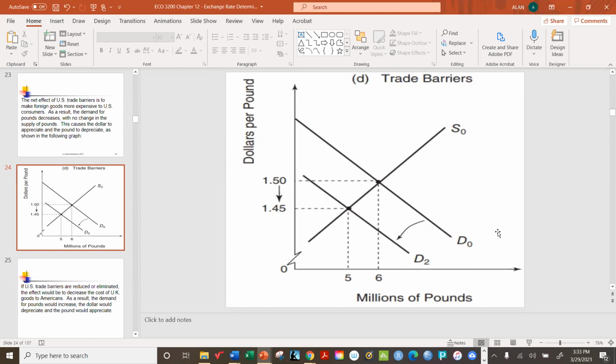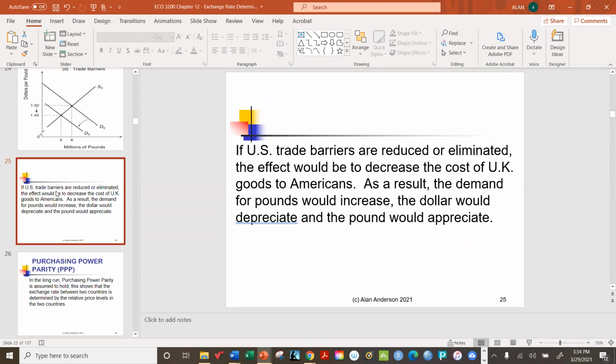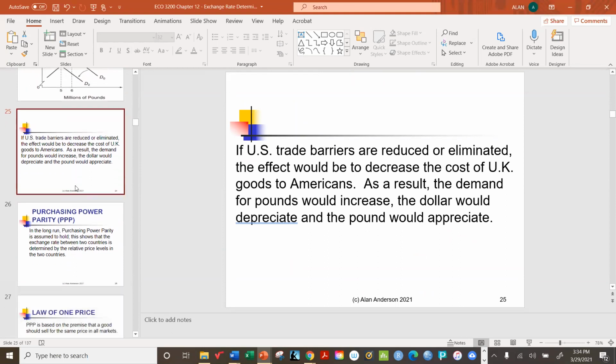Now, if the US, on the other hand, gets rid of some of its trade barriers, then this all would work in reverse. Then suddenly Americans would buy more British goods, and therefore the demand curve shifts to the right. And ultimately, we'd have a weaker dollar. Okay, so all of that represented four main factors that help determine the value of exchange rates in the long run.